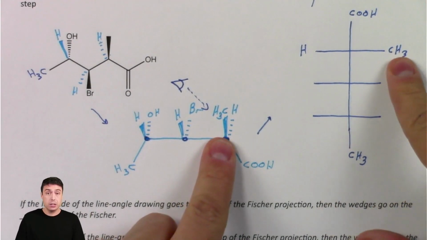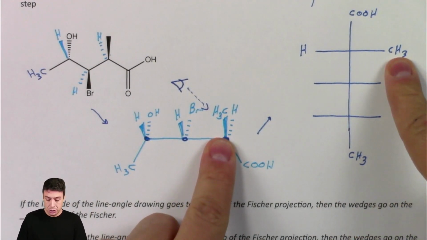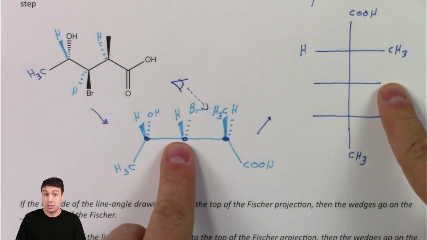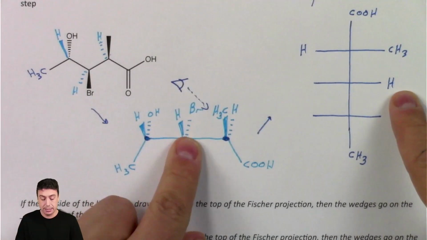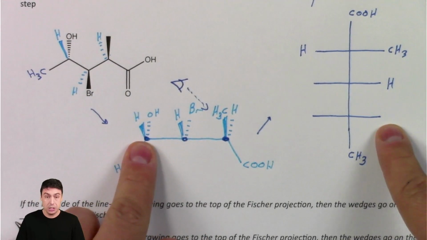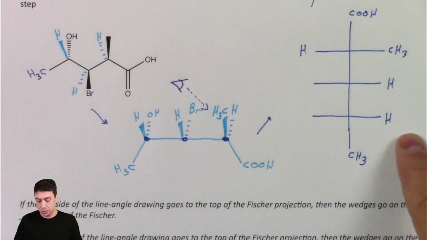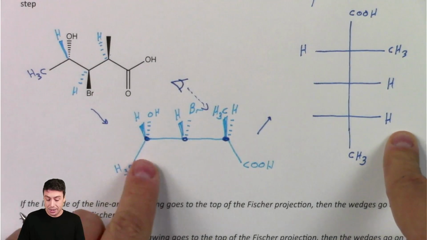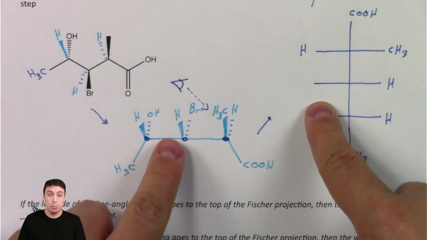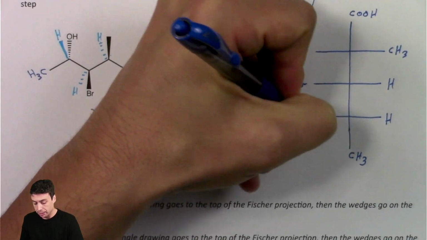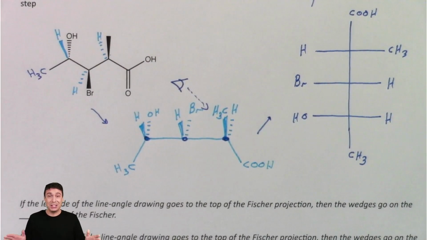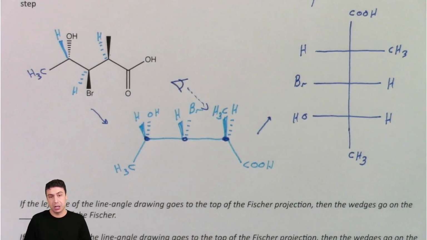So if the methyl here is on the right-hand side from the wedge, if you go to the next chiral center, same thing applies. That H on a wedge must be on the right-hand side. Go to the third one. That H, also on a wedge, also on the right-hand side. Then by process of elimination, you know where the bromine and where the OH are. So bromine would be on the left, and OH would be on the left as well. There you go. That is how we go from a 3, 4, 5 chiral center chain to a Fischer projection.